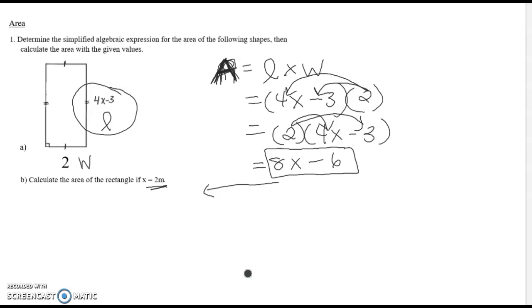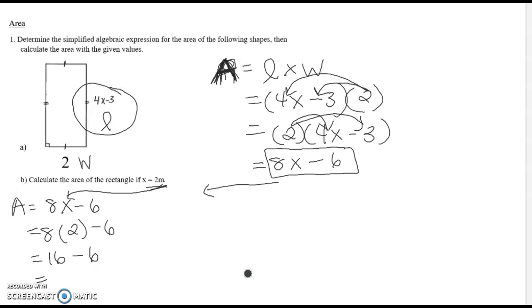Okay. So now area equals 8x minus 6, but everywhere we have an x, we are plugging in a 2. So now it's 8 times 2 minus 6. When you multiply these, 8 times 2 is 16, and then we still have subtract 6. 16 minus 6 gives us 10, and because we're dealing with meters, and because this is area, don't forget it's meters squared.